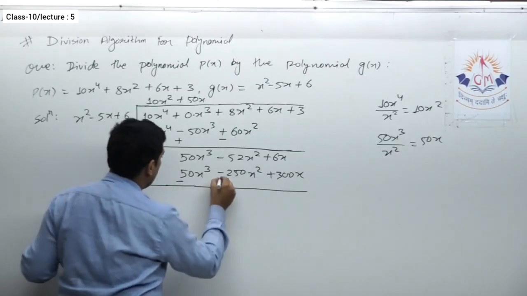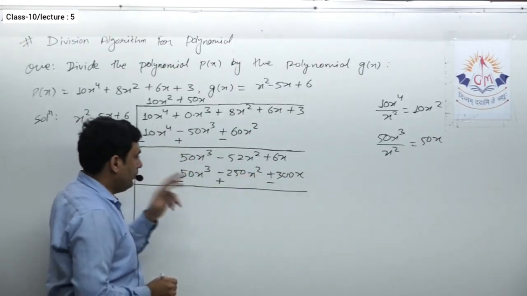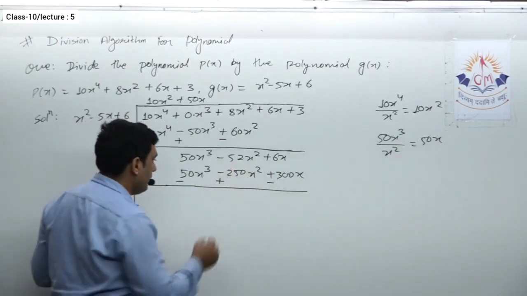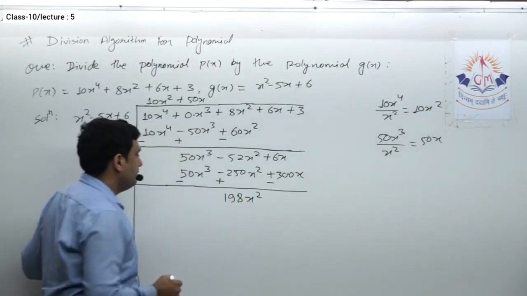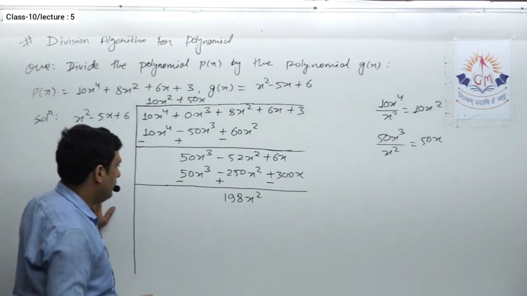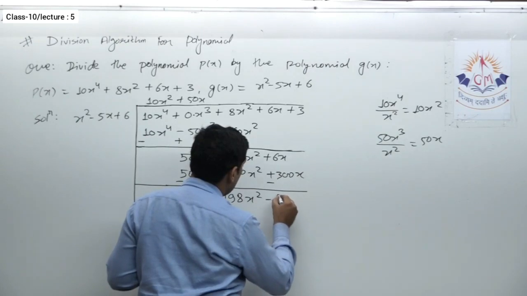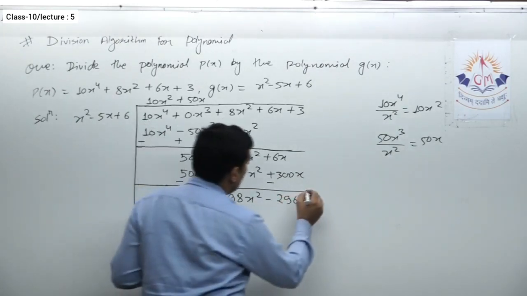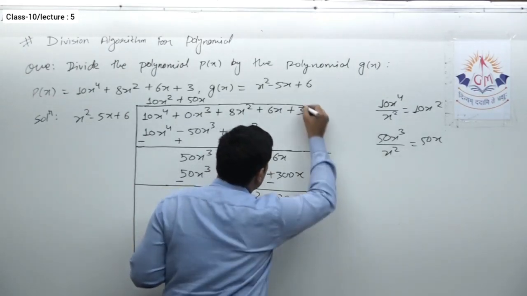Now again I will subtract in a similar way. Here I write minus sign, here plus sign, here minus sign. Now 250x square minus 52x square gives you 198x square. And over here I will get minus 296x. Now I'll take down the final term, that is 3, over here.